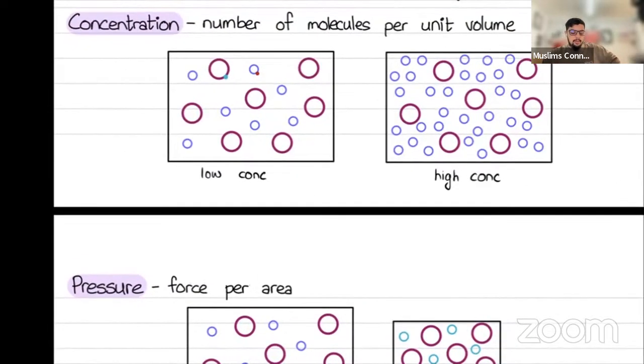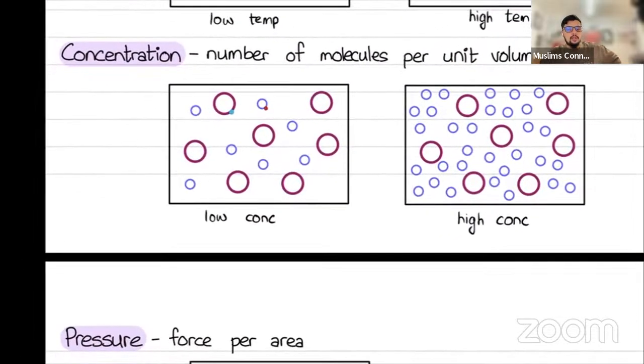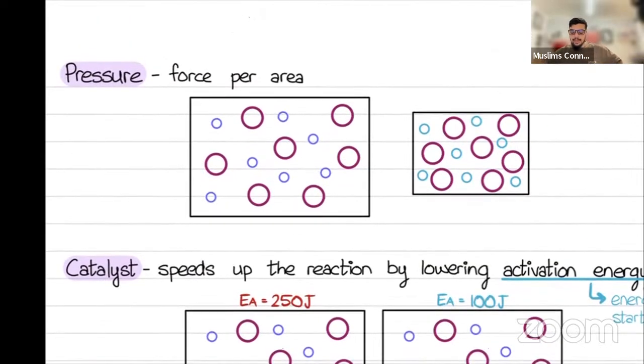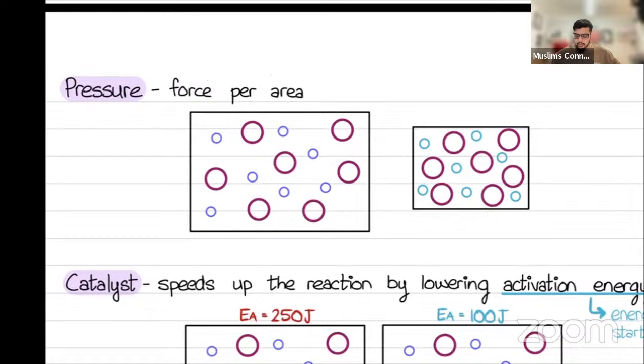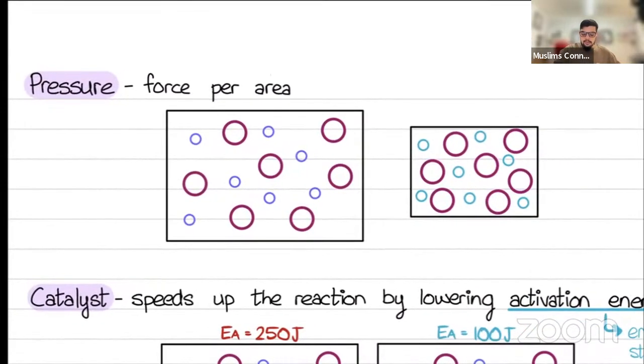Let's look at pressure. Concentration can be described as the number of molecules per unit volume, so essentially how much you have in a given space. Pressure is force per area. So here we have the exact same atoms, it's just that I decrease the area. I decrease the volume. I force them closer together, which increases the pressure.